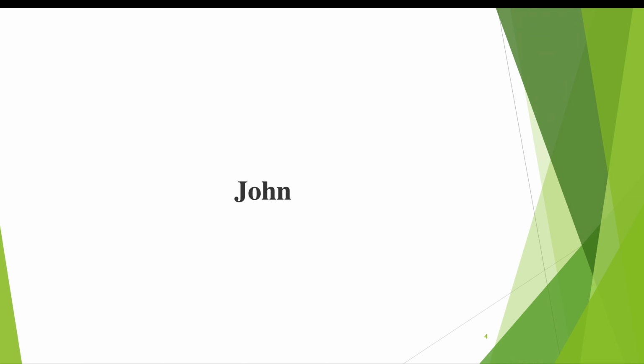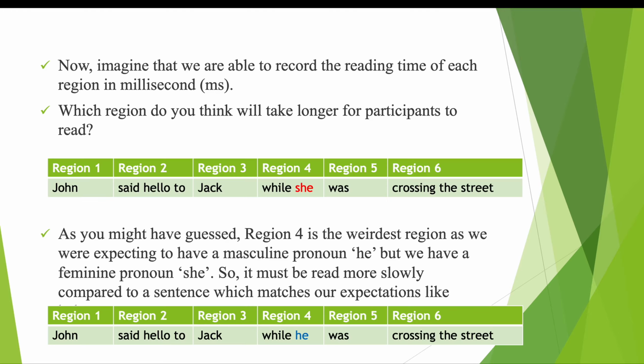So first they see John on the screen, and then when they read John, of course they should read it silently, they don't read it aloud. They press space and then said hello to, space, Jack, space, while she, space, was, space, and finally crossing the street. So now imagine that we are able to record the reading time of each region in milliseconds. That is the length of time that it takes for them to press the space bar on the keyboard.